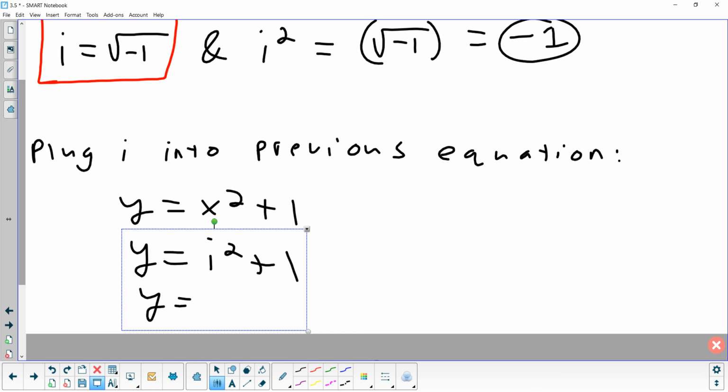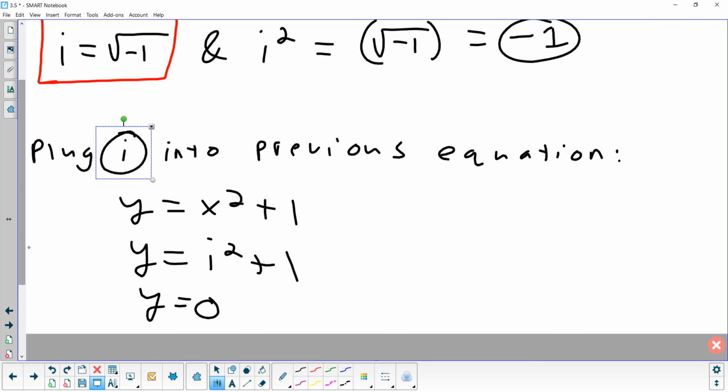What did you just say i squared is? Yeah. And what's negative 1 plus 1? 0. So we just found something that you can plug into an equation and the result comes out to 0. What does that mean that i is in this equation? It's a what of that equation? A root. It's something you can plug in for x and get 0 for y. So i is a root.